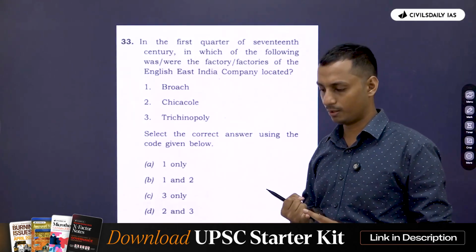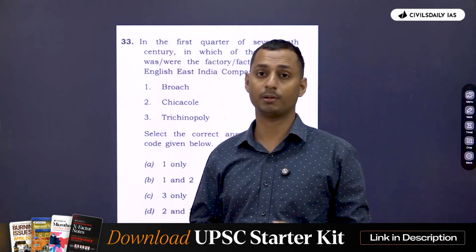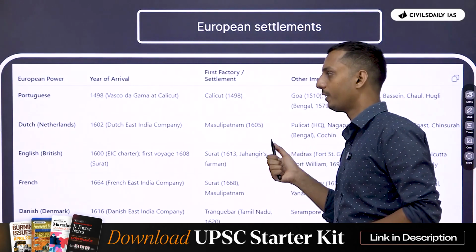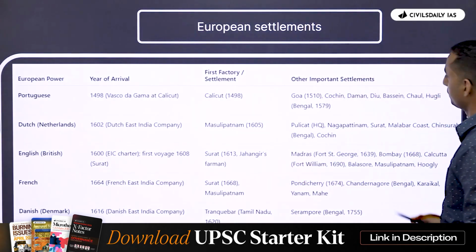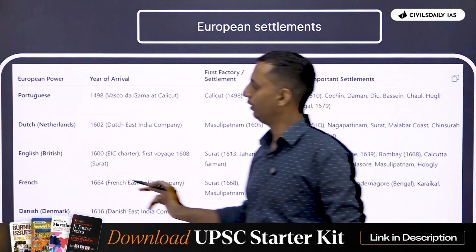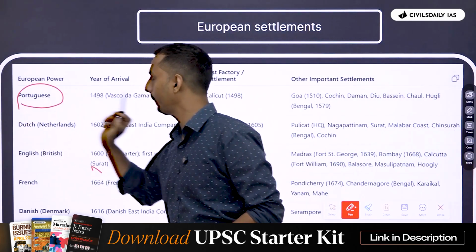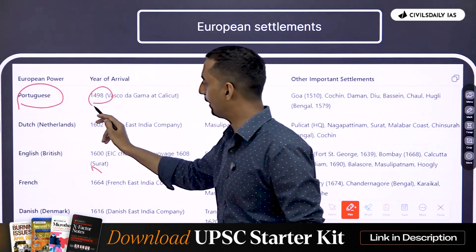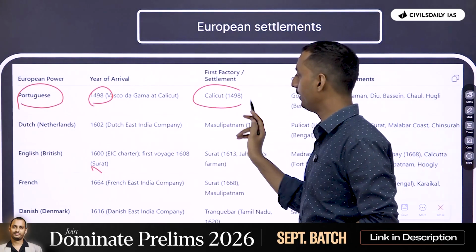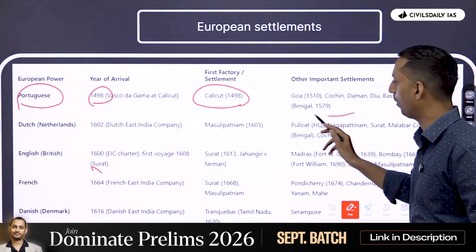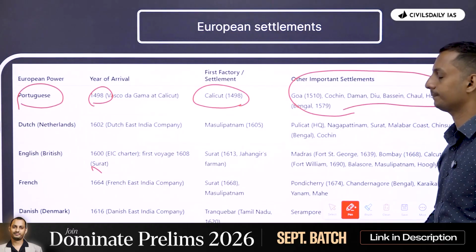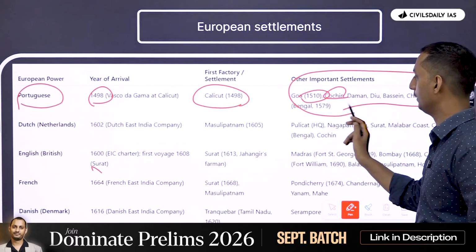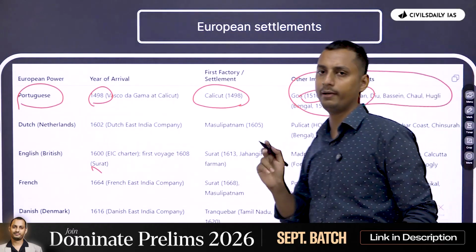What are the British settlements? What are the Dutch settlements? What are the French settlements? All these are important areas. Now prepare a 1-page note on the same. Okay. Which was the European power? In which year did they come? The first factory? And also all the other important settlements, so Goa, Cochin, Daman. Also, you need to have a general idea with respect to the same.